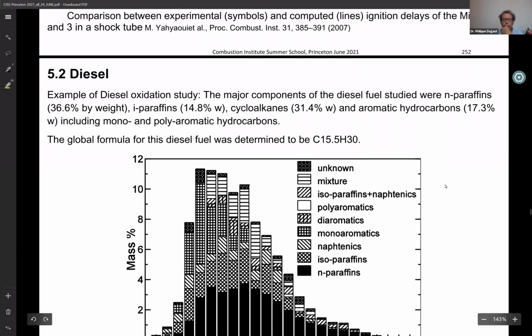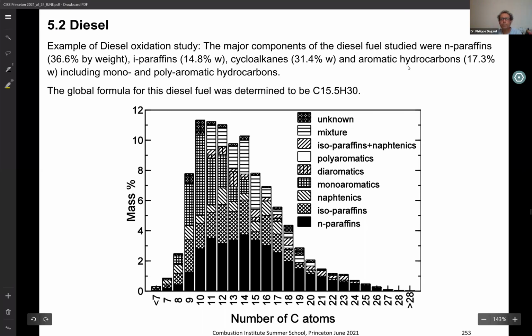A diesel fuel is a much more complex mixture, as I told you before. So we studied the oxidation of commercial diesel, and also we designed a surrogate for that. So the major components of the diesel fuel that was considered were normal paraffins, about 37% in weight, isoparaffin, about 15% in weight, cycloalkane, about 32%, and aromatics, about 17%.